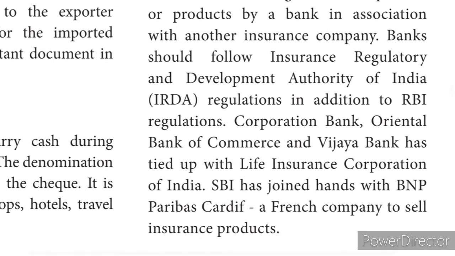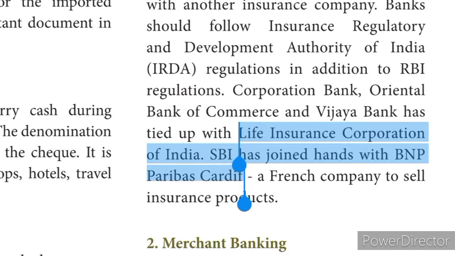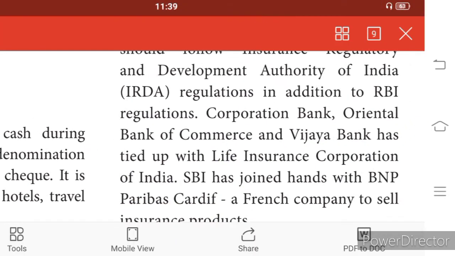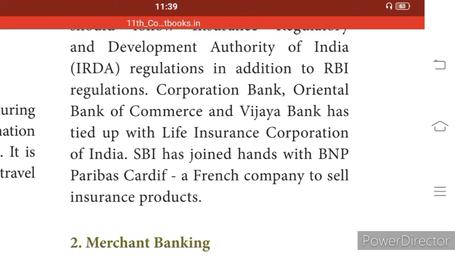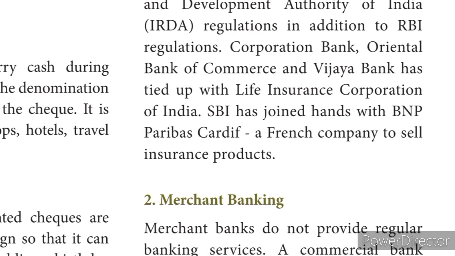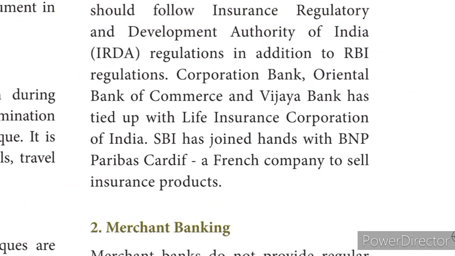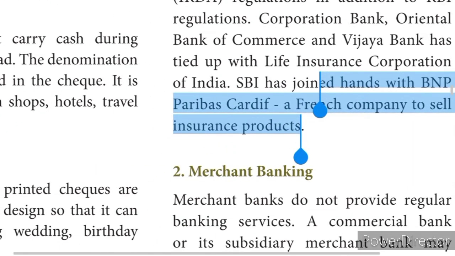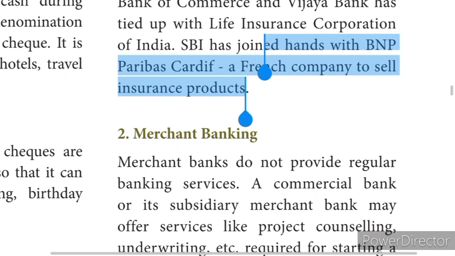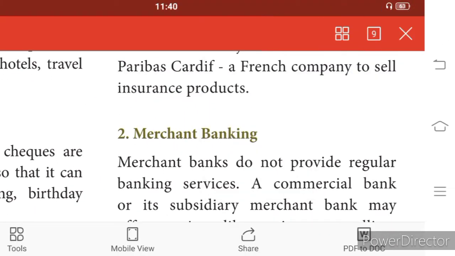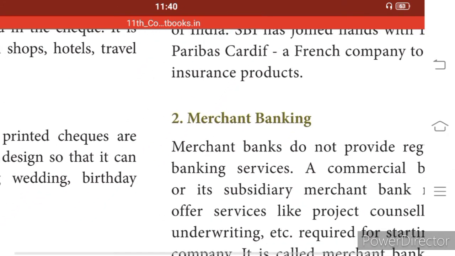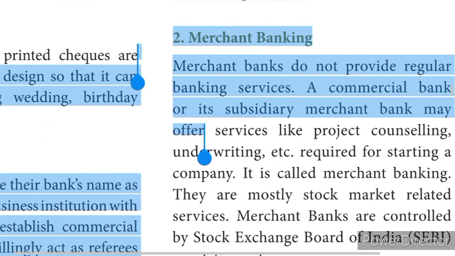Corporation Bank, Oriental Bank of Commerce and Vijaya Bank have tied up with the Life Insurance Corporation of India. So people who have accounts in Corporation Bank, Oriental Bank and others get a call from the Life Insurance Corporation. SBI has joined hands with BNP Paribas Cardif, a French company, to sell insurance products. So SBI has a contact with BNP Insurance, through which they are able to sell the insurance products. So even insurance products are sold in banking.